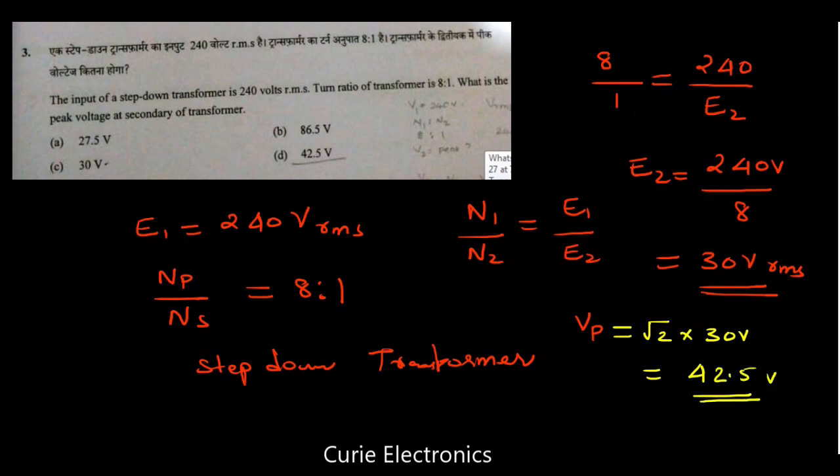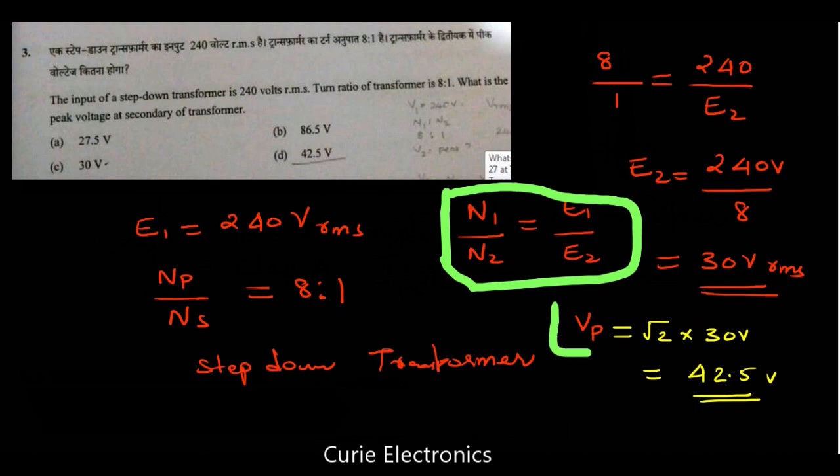Okay. So what should you know to solve this question? You should have an idea about the transformer turns ratio, and also the conversion of RMS voltage to peak voltage. So what is the answer here? Answer is option D, 42.5 volt.